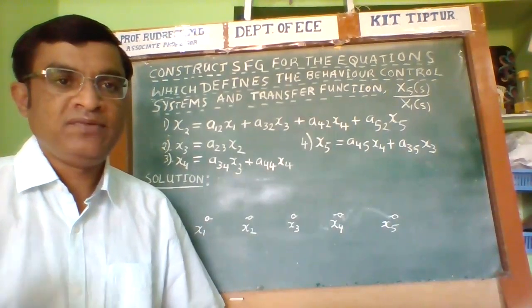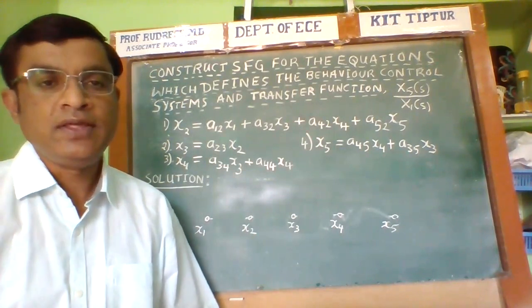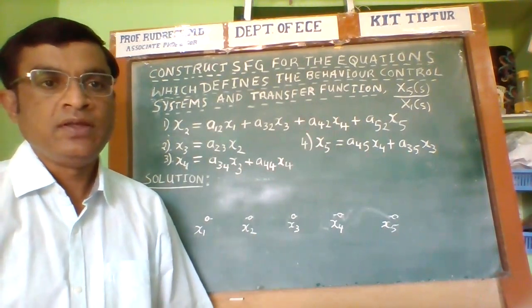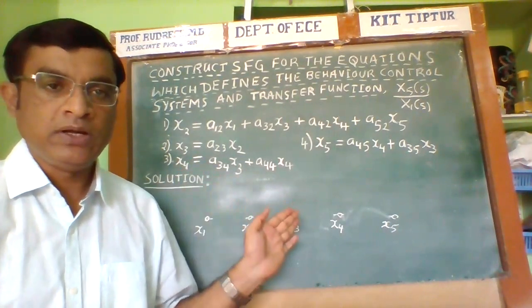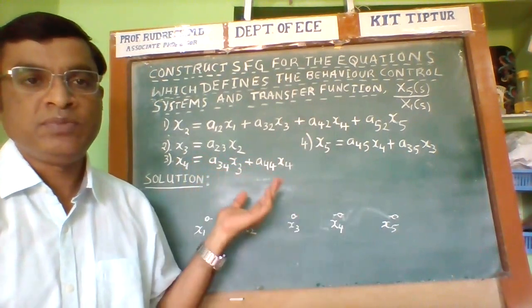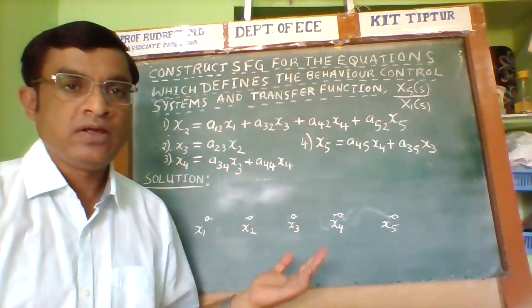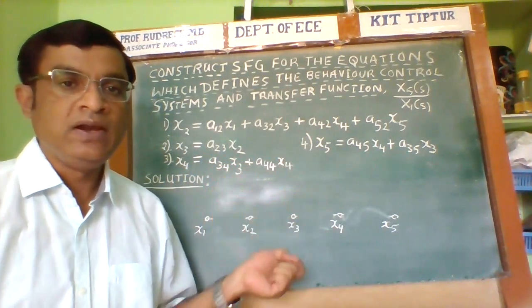Dear student, in the previous class, I discussed how to construct the signal flow graph for the given electrical network, and then how to apply Mason's gain formula with an example. I have discussed that in the previous session. In today's class, I'm going to discuss how to construct the signal flow graph.